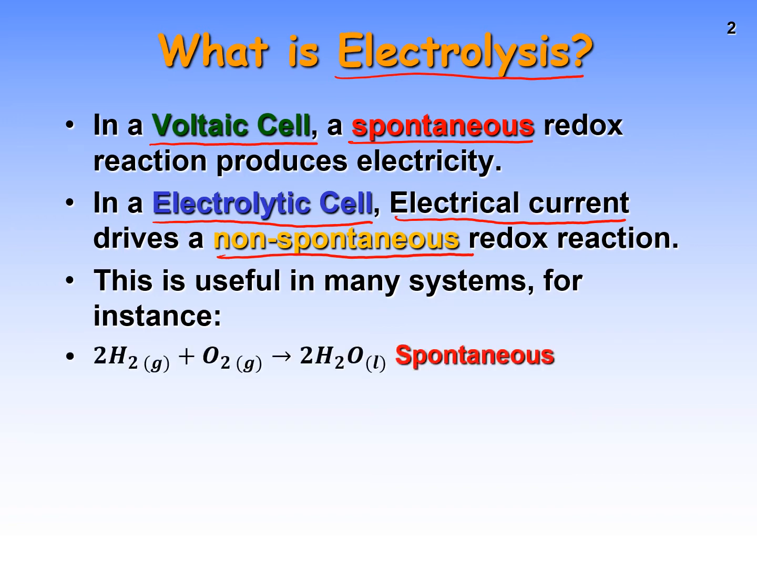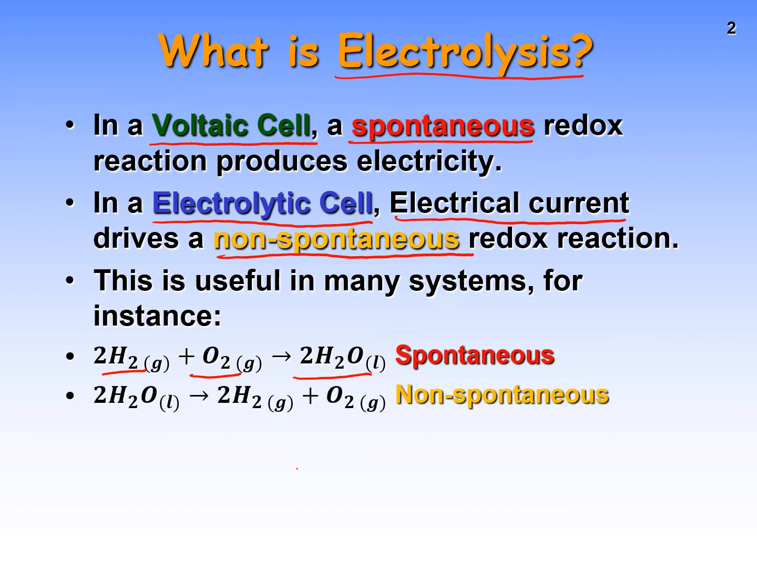Another aspect that is very useful with electrolytic cells is that this redox reaction, hydrogen and oxygen reacting to go to water, is a spontaneous process. But sometimes we want the opposite to occur. We want to break apart water and form hydrogen gas and oxygen gas. This doesn't happen without outside intervention. What we can do is drive this reaction to occur using an electrolytic cell, forming hydrogen and oxygen gas, which is super useful.